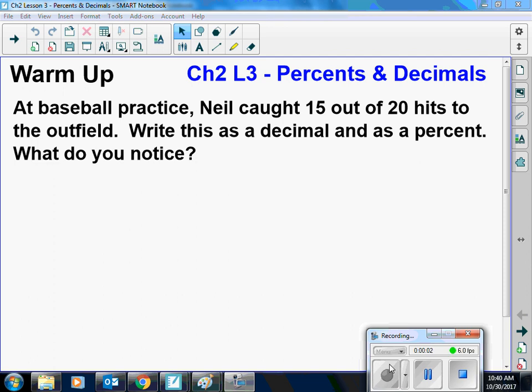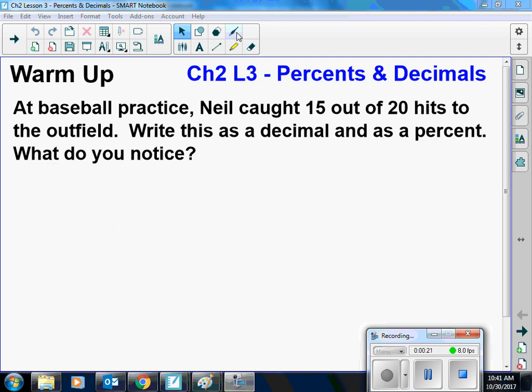Chapter 2, Lesson 3 is percents and decimals. In the warm-up, it says, at baseball practice, Neil caught 15 out of 20 hits to the outfield. We want to write it as a decimal and as a percent, and we want to know what we notice.